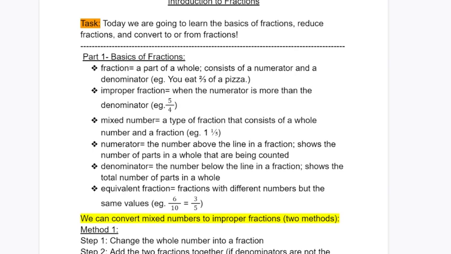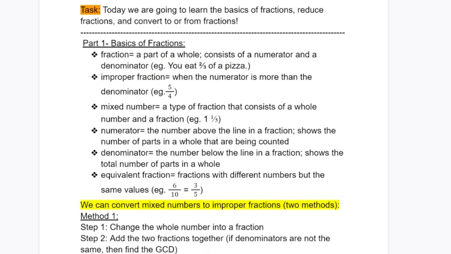And now the numerator, like I said, we're going to talk about it a little bit more. The numerator is the number above the line in a fraction, and it basically shows the number of parts in a whole that are being counted. So if we go back to the pizza example at the top, where it says you eat 2/3 of a pizza, the 2 is the numerator because it tells us how many parts of the pizza have been counted. The denominator is the number below the line in a fraction, and it shows the total number of parts in a whole. So with the pizza fraction example, the 3 is the denominator because it shows us the total number of slices.